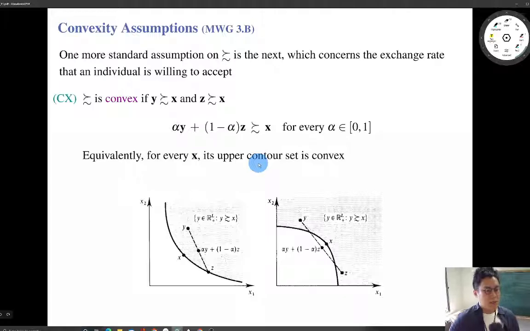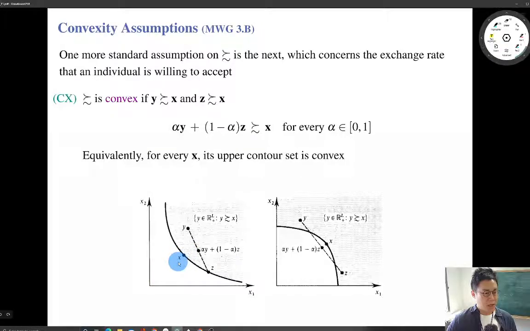Its consequence is that if the upper contour set is convex, then the indifference curve has a convex shape toward the origin, like this.